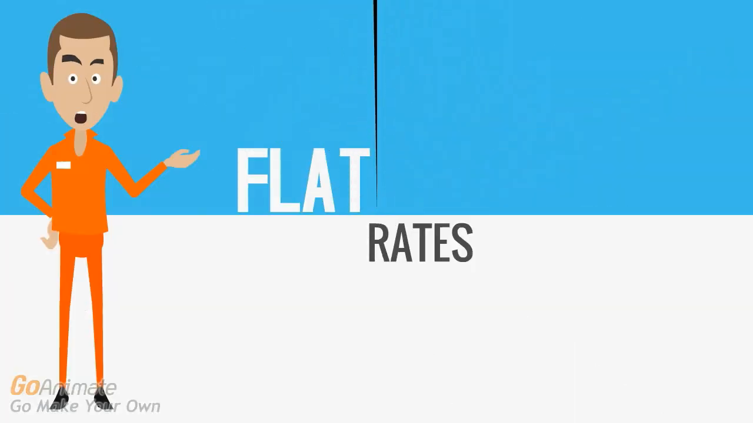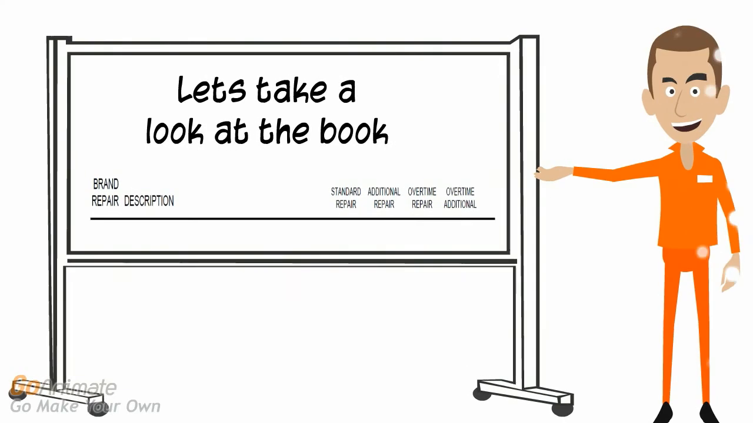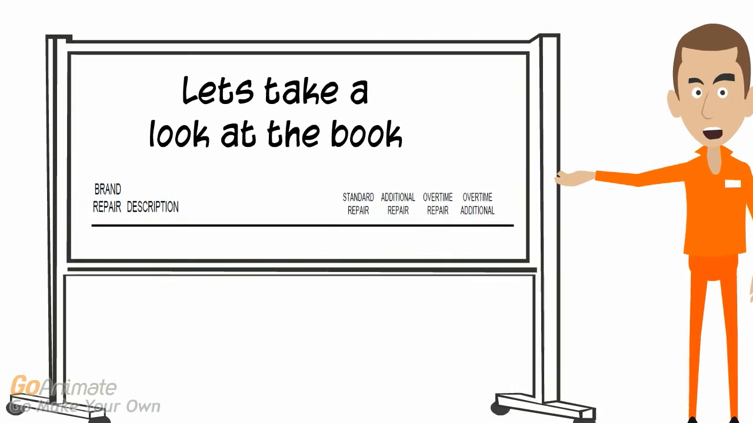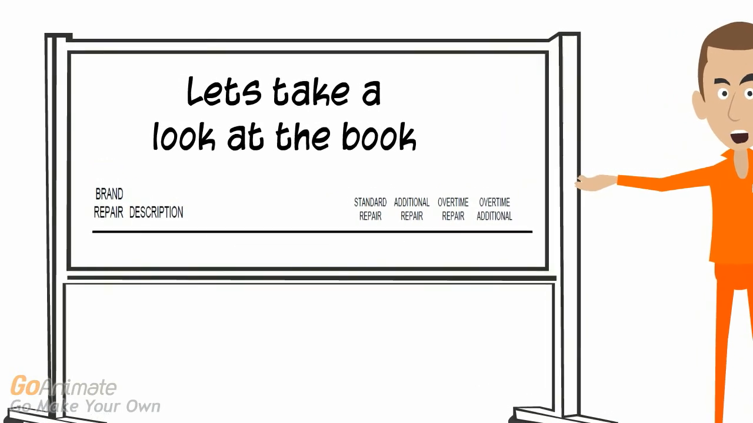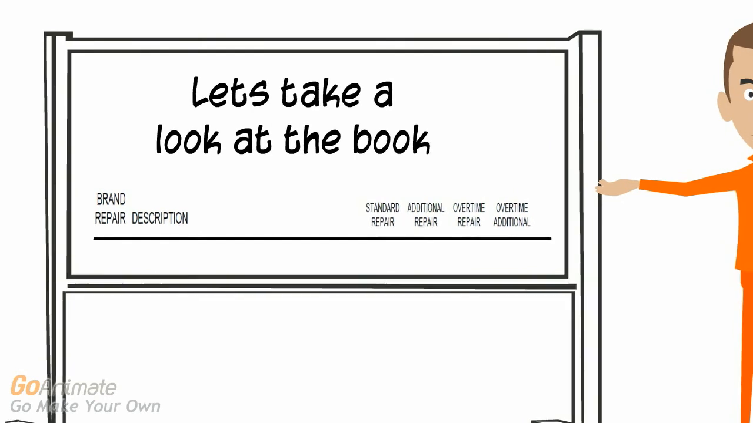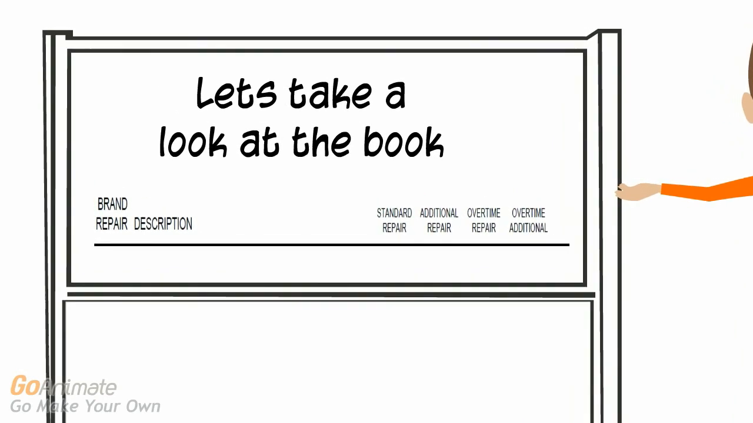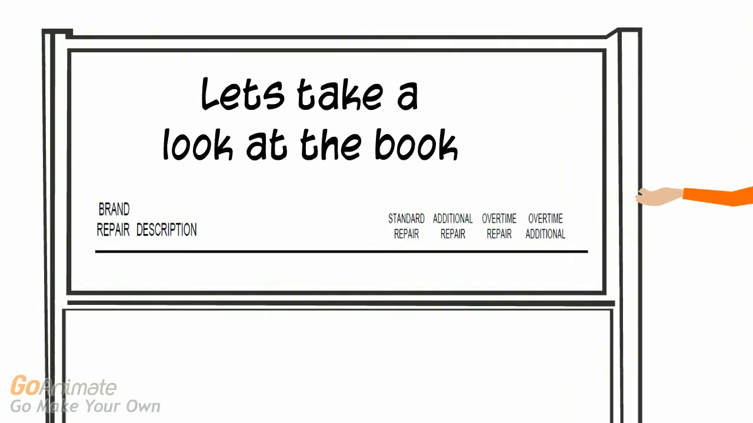Today we will be discussing the flat rate book and exactly how to use it. Please make sure that you have your book and a blank invoice in front of you. Inside the book you will see 4 columns listed. These are for standard repairs, additional repairs, overtime repairs, and overtime additional. These are where you will find the rates.